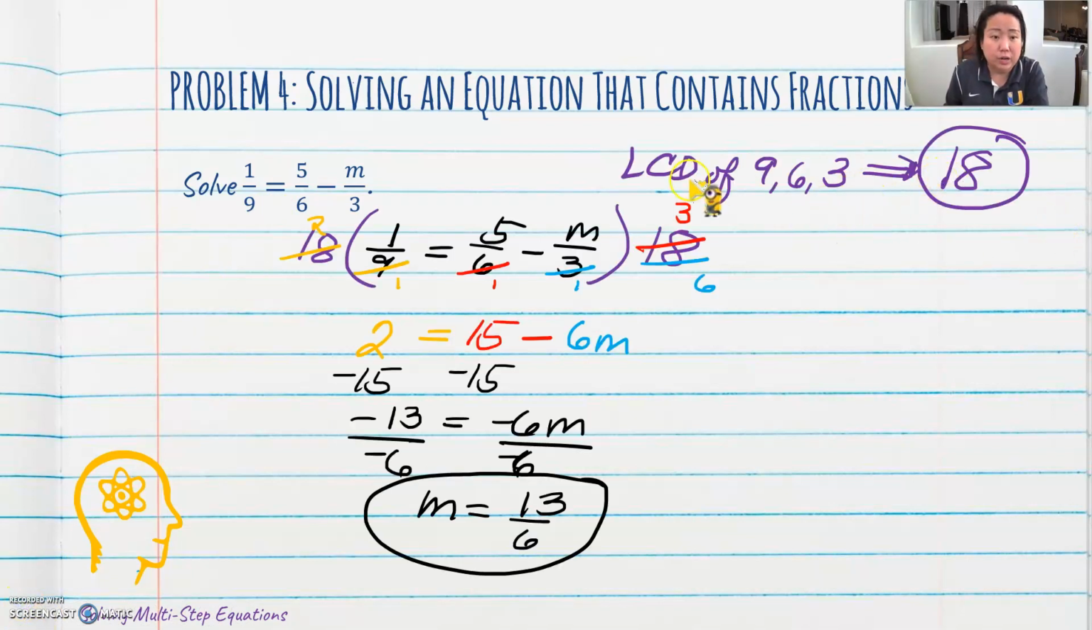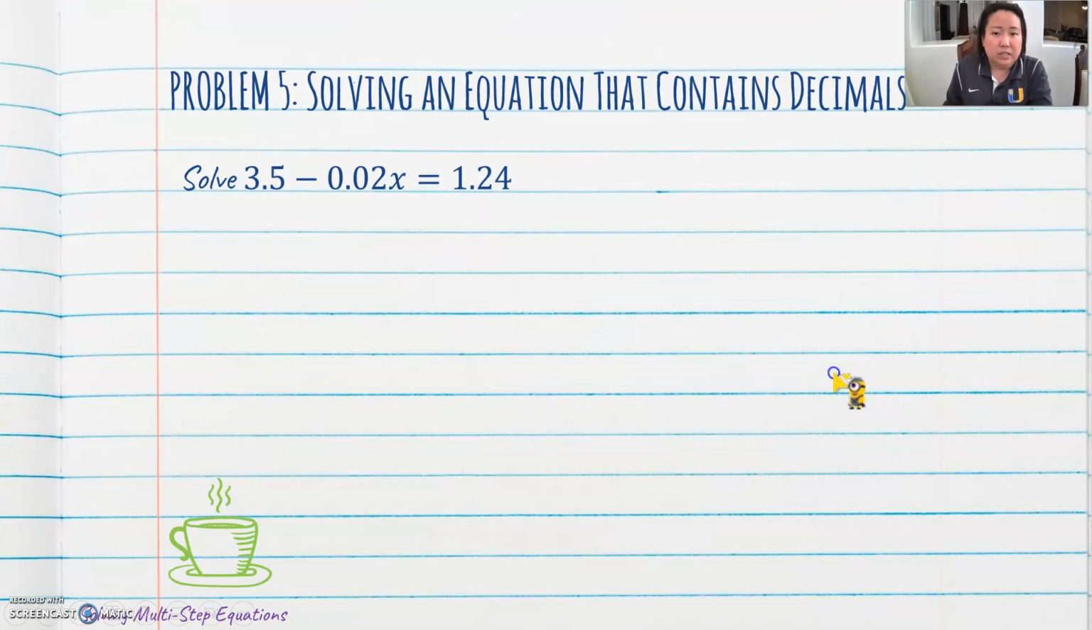So our LCD for 9, 6, and 3, they are all multiples, they are all factors of the number 18. So you will multiply the whole expression by 18. So you can see that 1 over 9 became 2, 5 over 6 now became 15, and then m over 3 became 6m. And solving for your m eventually will be 13 over 6. Okay? So now, the next set is containing decimals this time, okay?